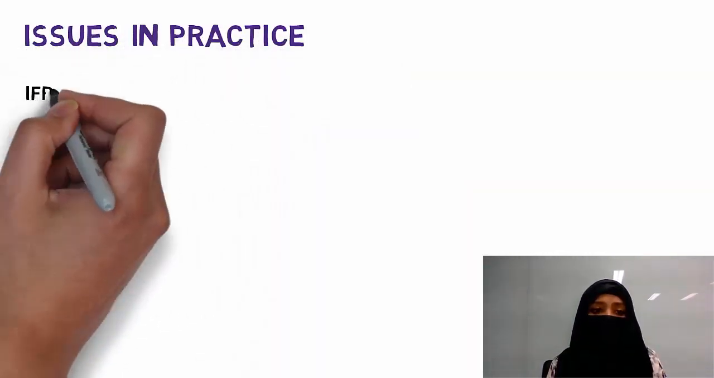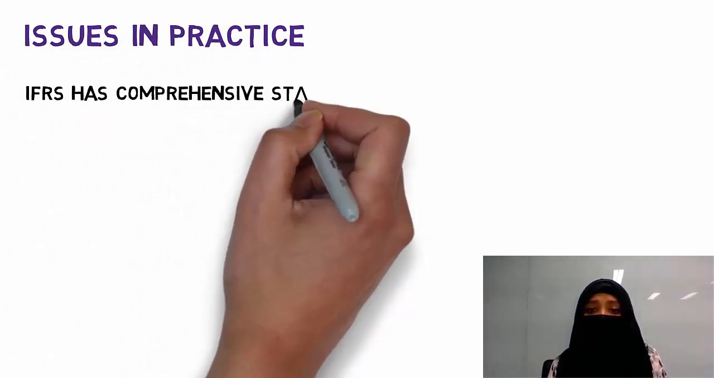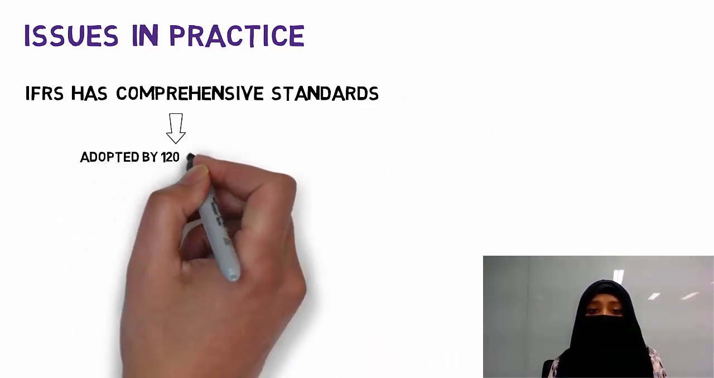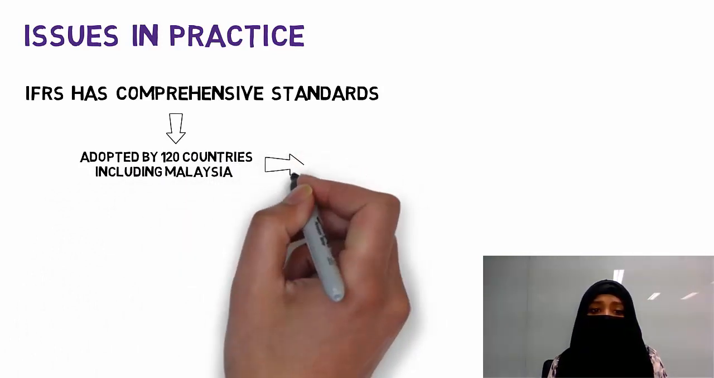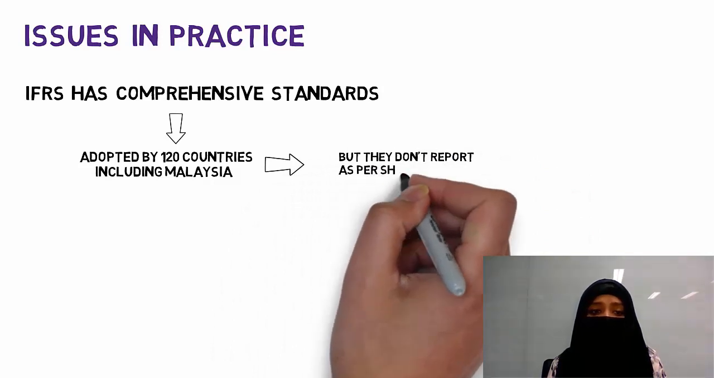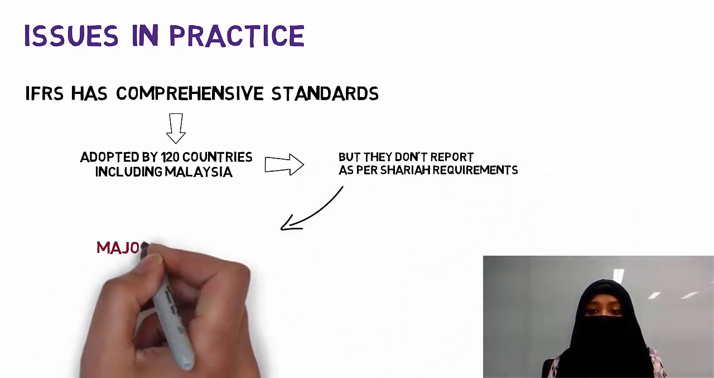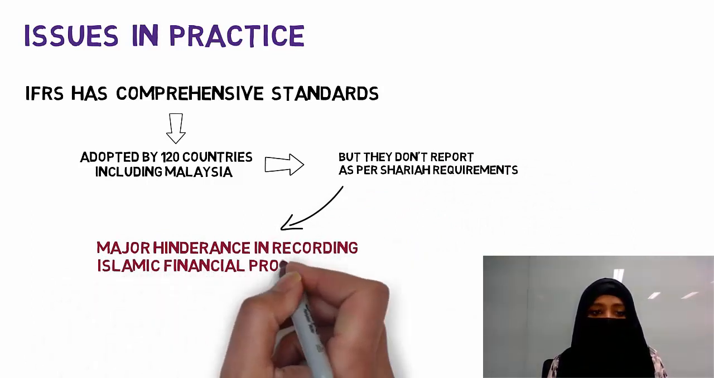Issues in practice. Since IFRS has standards for different scenarios and is developed to cater to different situations, they are more profound, therefore adopted by more than 120 countries across the globe, including Malaysia. However, the stark contrast between Sharia objectives and the accounting assumptions like substance over form and time value of money causes major hindrance in recording Islamic financial products, including Ijarah transactions, under the IFRS.